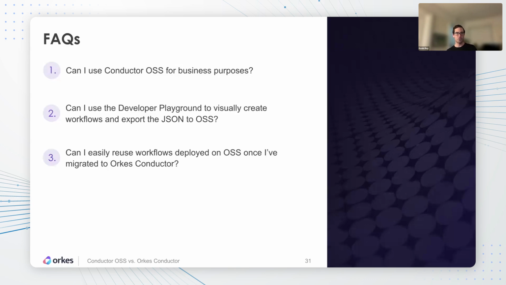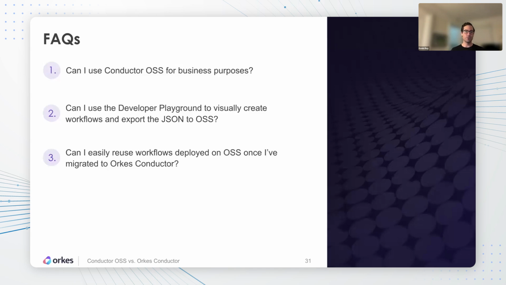Number two, can I use the developer playground to visually create workflows and export the JSON to OSS? Yeah, you can actually. The developer playground is something that we offer. I haven't touched on it here really, but it's on our website. You can go check it out. It's aptly named a playground, so you can go and mess around with some of the features that we've talked about here today. You can export the JSON to OSS, but the task workers used in the definition are only available on Orkes Conductor, so they won't work on OSS. Like, let's say if you use a human task or something.